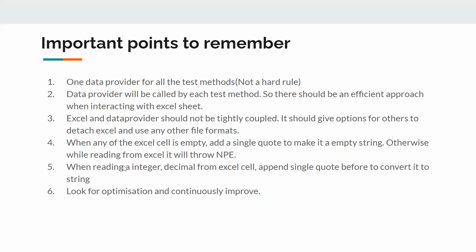If you are reading data like an integer or decimal from your excel cell, make sure you convert it to a string by appending a single quote at the beginning. You can still use the get numeric cell value method instead of get string cell value, but I don't want to complicate things while reading the data from the excel, so I'll keep it very simple. We are going to store everything in a list of map of string comma string, which means a map having a string key and a string value, and I'm going to hold this whole map in a list. That's what we already achieved. If you are not sure about it, please check the previous video.